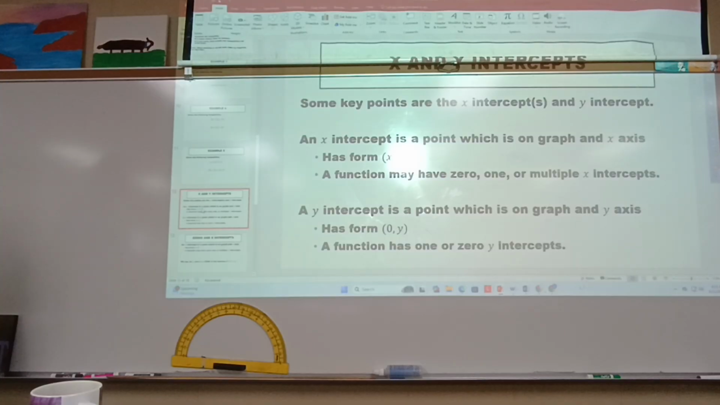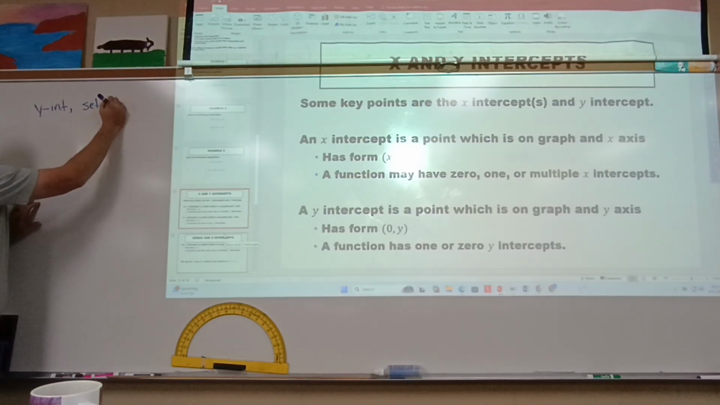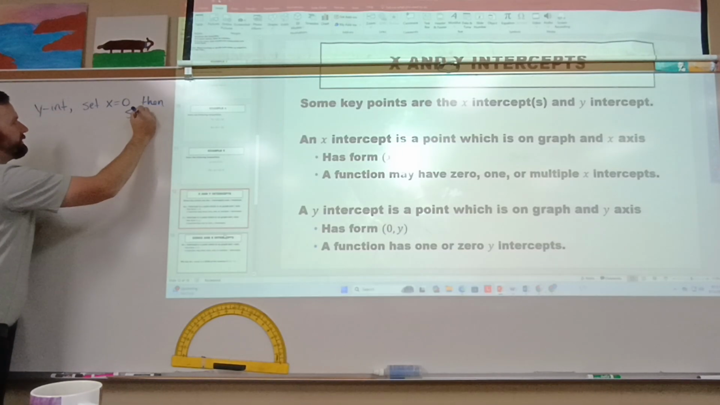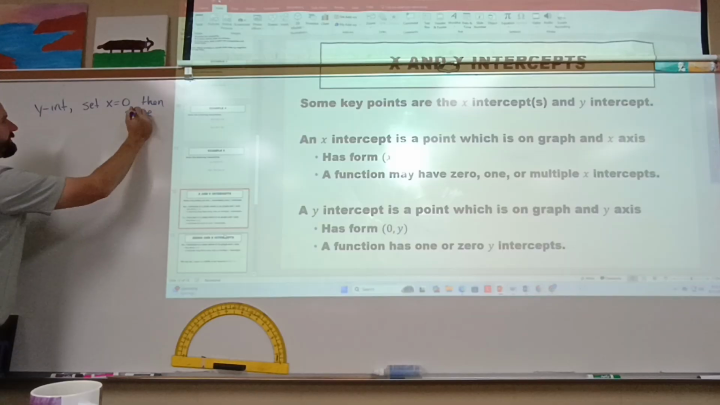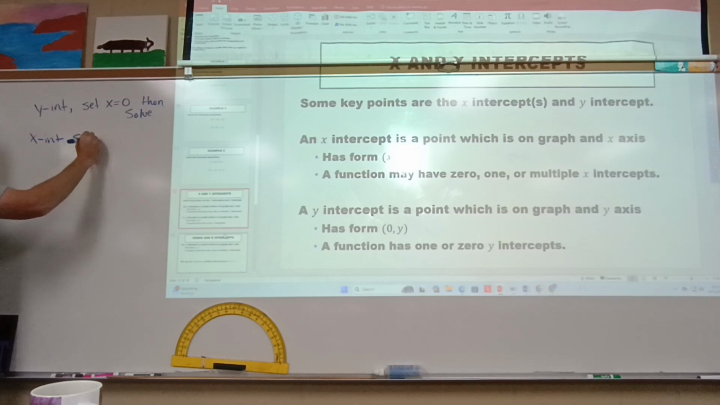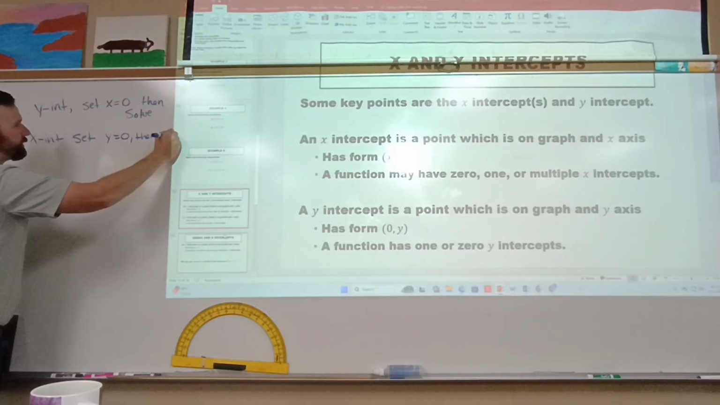All right. This is a review slide. We've actually seen it before. I'm going to jot a little note to remind me. When I'm looking for y-intercepts, this is good review for the test because it'll come up. If I'm looking for a y-intercept, you set x equal to 0 and then solve. If I'm looking for my x-intercept, set y equals 0, then solve. Does that ring a bell?